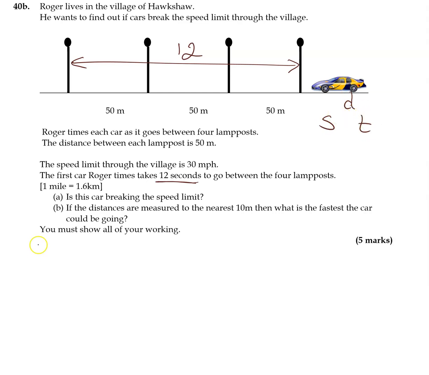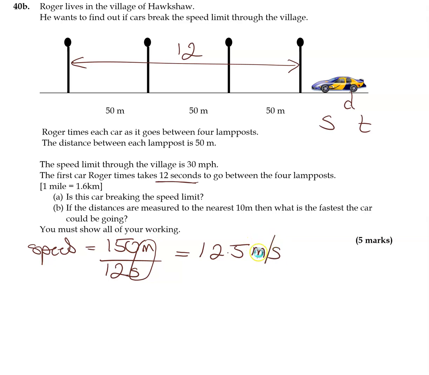Okay, so speed, and the distance is 150 meters, and the time is 12 seconds. So 150 divided by 12, this is 12.5, and we know the units are meters per second. So that's how far the car is travelling. Now, is that faster than 30 miles an hour or not?